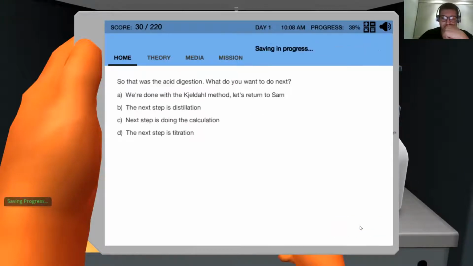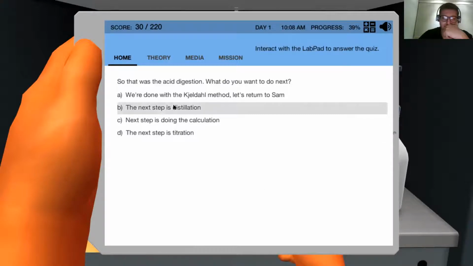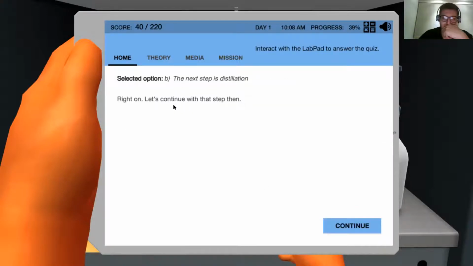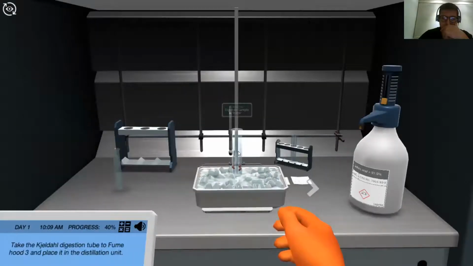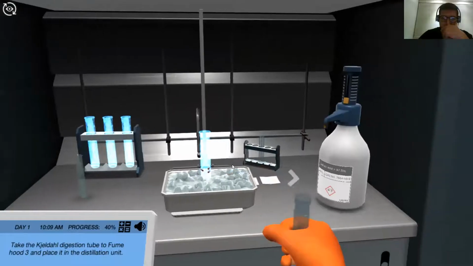So that was the acid digestion. What do you want to do next? Right on. Let's continue with that step then. Take the Kjeldahl digestion tube to fume hood 3 and place it in the distillation unit.